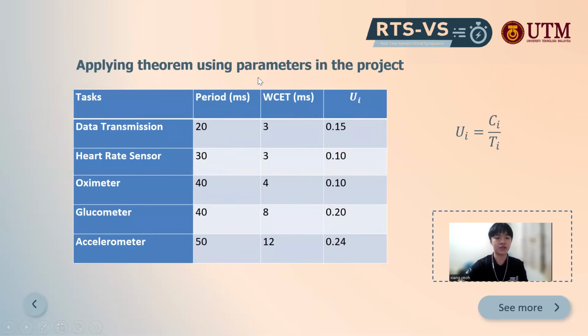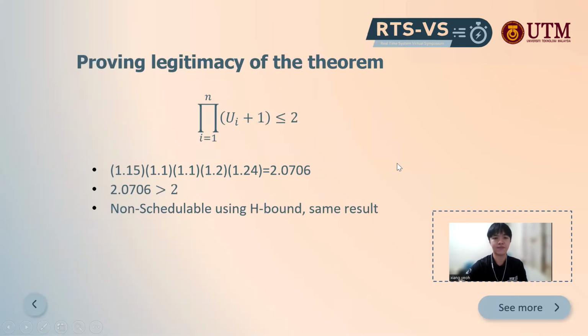I'm applying the theorem using the parameters in the project we defined just now. We compute the Ui using this formula, and here is the result that we get. By using this formula, we multiply all the Ui we got just now, and we get 2.0706, and its value is bigger than 2, which means the system is not schedulable using the hyperbolic bound, which is the same result as we got beforehand.